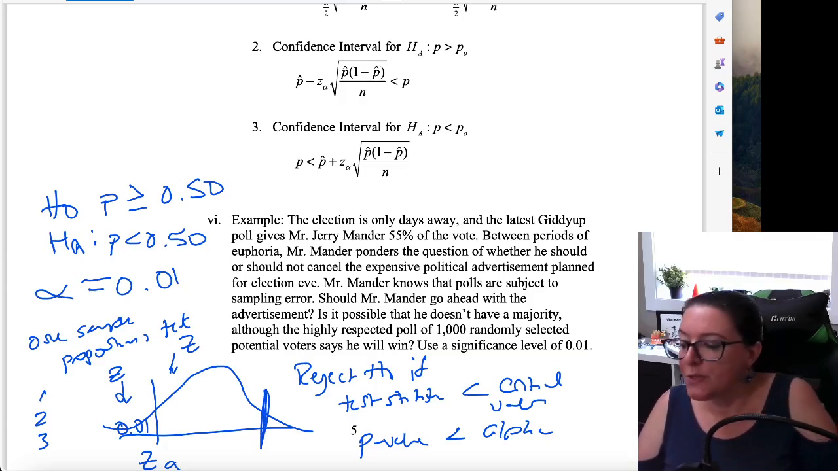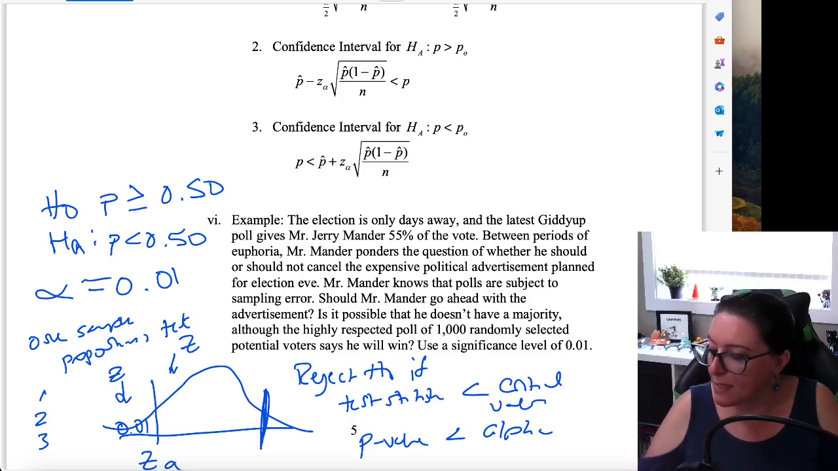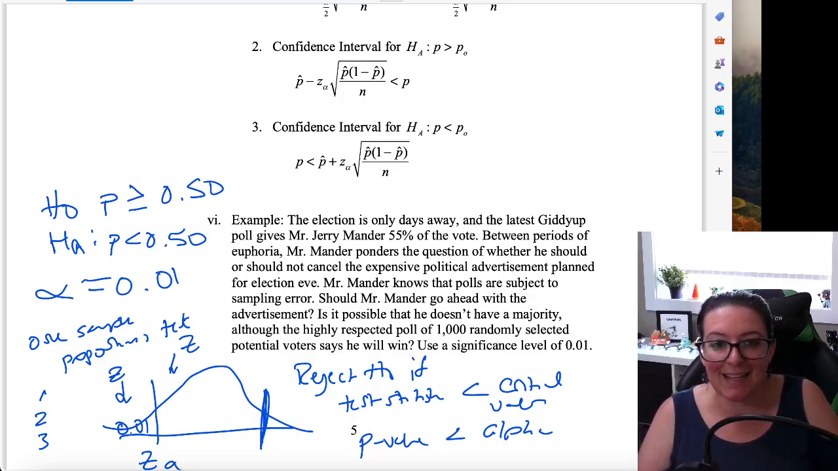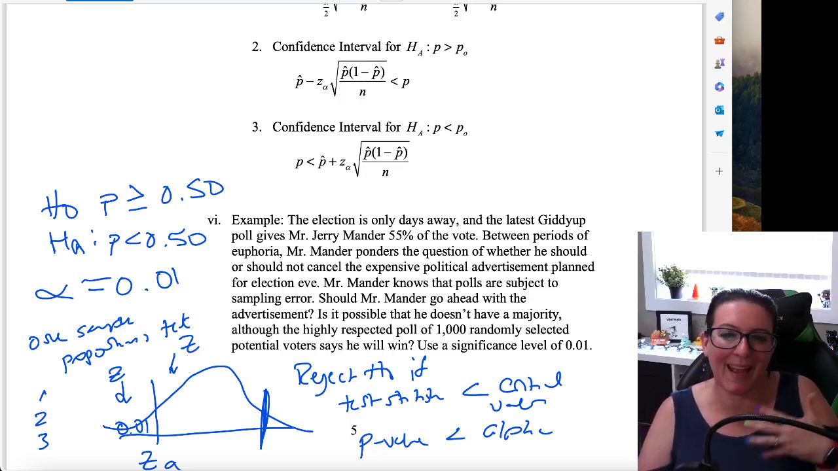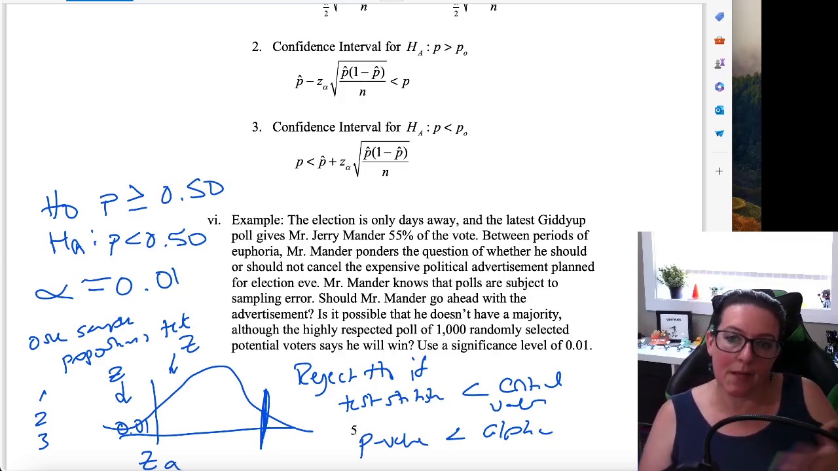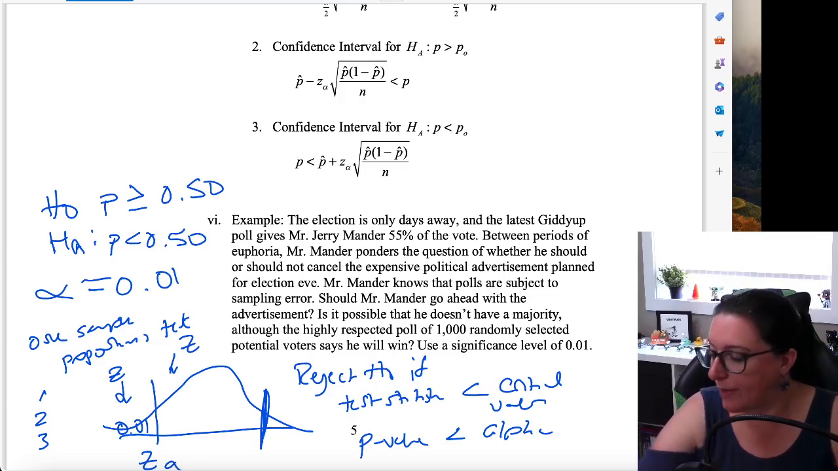In this particular case, we would reject the null hypothesis if the test statistic was less than the critical value, and it is not. So Mr. Mander does not need to go ahead with the advertisement. In all likelihood, his probability of winning is greater than or equal to 0.5. But we can't accept the null hypothesis. We simply fail to reject it, because perhaps there's something wrong with our test or sampling methods.